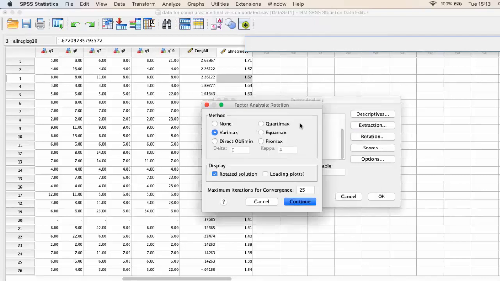Rotation. If they tell you to use a specific rotation, go with the rotation they tell you to use. Don't ignore them. Just do it. If they don't tell you anything, and you're looking for differences between your items, I would say go with Varimax rotation. That's typically the one used when you're looking for differences, just like we learned in class. I don't think they'll trip you up by asking for a specific rotation without telling you which one to use, but I usually go with Varimax because they're usually looking for differences in categories and whatnot. So click continue.